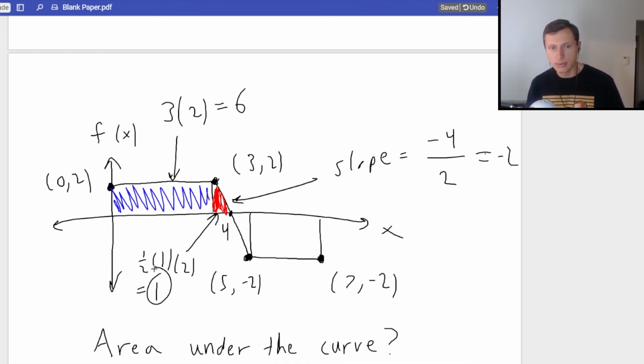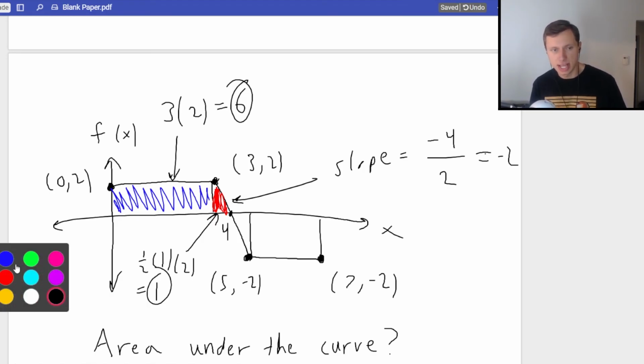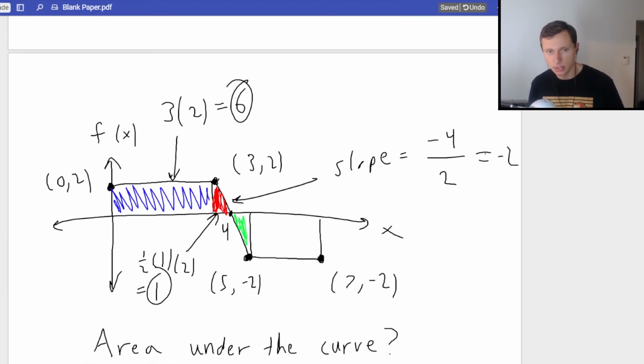So now I have 2 areas. I have 1, I have 6. Now I just need to find the area of these last 2 shapes. I'll shade this triangle in green. Next, I am running out of room. Let me clear some space for myself. There we go.